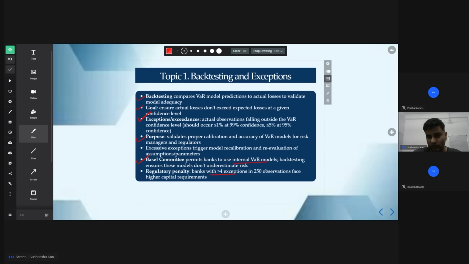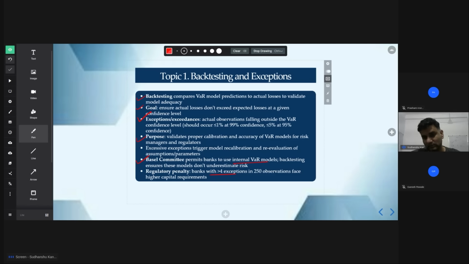Overall, the whole idea is that you need to do backtesting so that you show that you are a good bank and that you are following all the regulation. Backtesting is about comparing your model versus your actual losses. You are looking at your exceptions. If your actual loss is greater than your predicted VaR, then you get an exception.